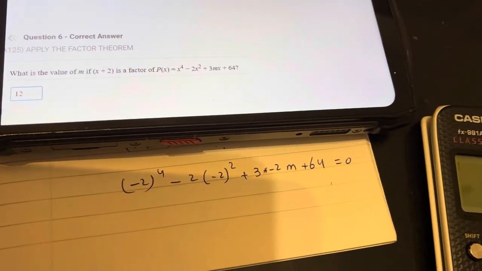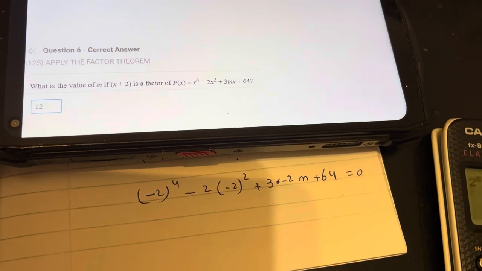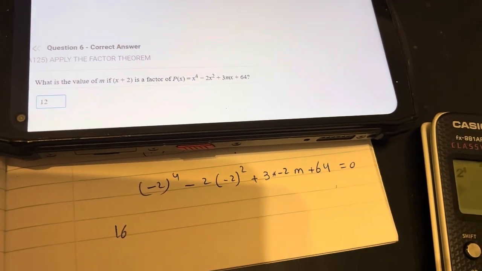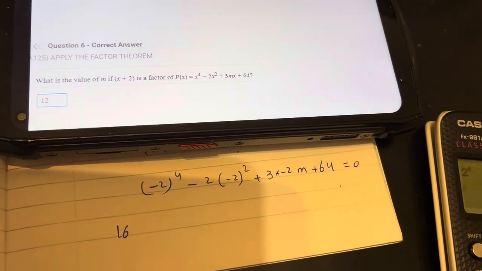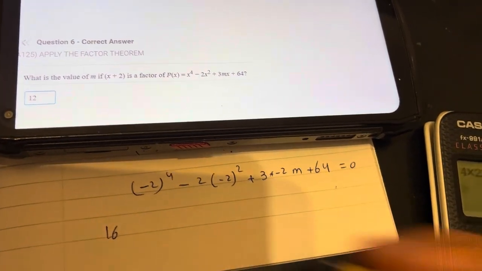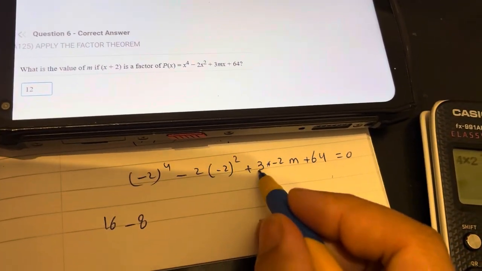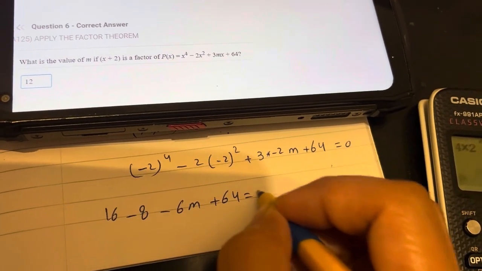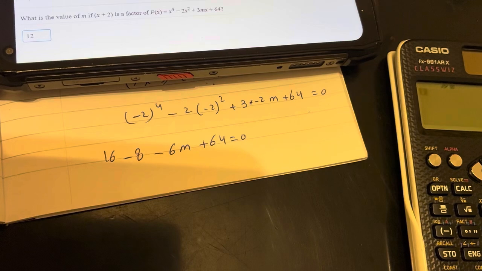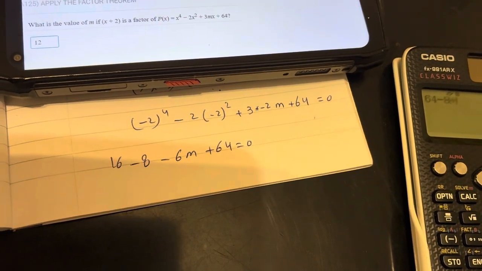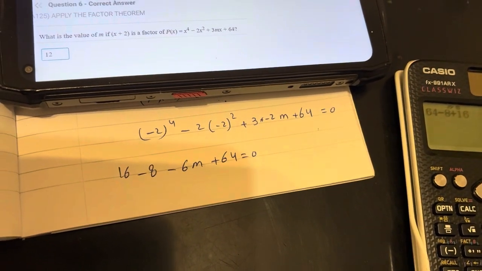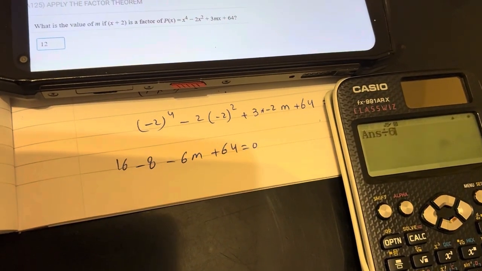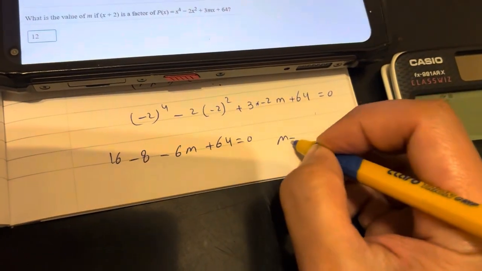So minus 2 to the power of 4 is equal to 16. Minus 2 to the power of 2 is 4 times minus 2, so minus 8. This will be minus 6m plus 64 is equal to 0. Let me simplify. 64 minus 8 plus 16. It goes to the other side, minus 72 divided by 6. So m is equal to 12.